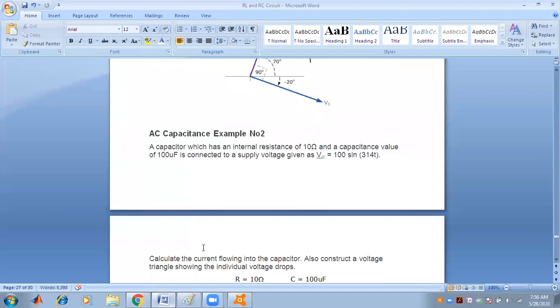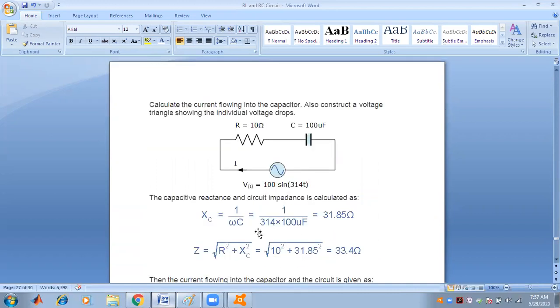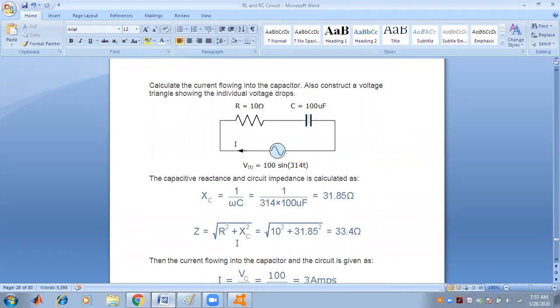Now another example is given. A capacitor which has an internal resistance of 10 ohm and a capacitive value of 100 microfarad is connected to the supply voltage given as v(t) equal to 100 sine omega t. Calculate the current flowing through the capacitor. Also construct a voltage triangle showing the individual voltage components. So what is XC? 1 by omega C, 1 by 314 into 100 microfarad, equal to 31.85. And Z equal to root over R squared plus XC squared, R is given 10 and XC is 31.85, so Z is 33.4 ohm.